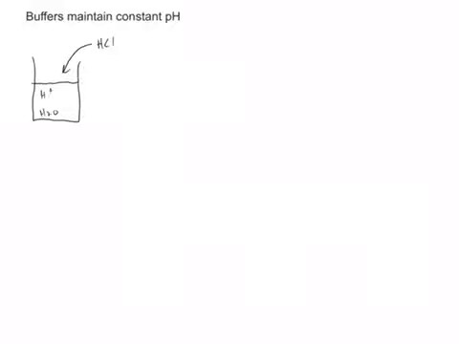happen. The HCl is going to break up into H, hydrogen ions, and chloride ions. So the pH decreases. Okay, another way to change the pH, if we have a beaker of water, is to add something like sodium hydroxide.